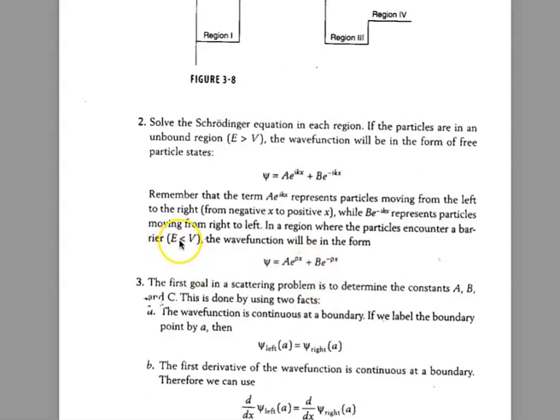Now, if the energy of the particle is less than the potential energy, then you get a wave function of this form. A e to the beta x plus or minus B e to the rho x. Okay? Now, this is not a traveling wave. The other one is traveling because the i is there. The imaginary number i there makes both of these traveling waves.